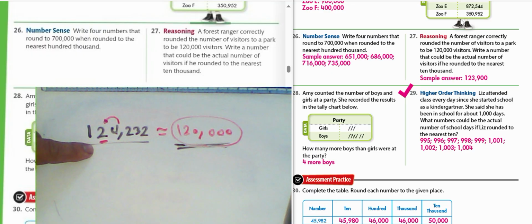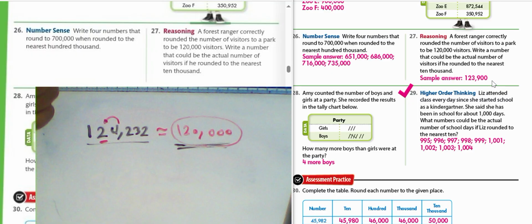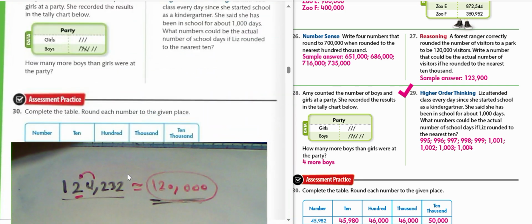Or you can write this answer here, 123,900. Any of these numbers approximated to the nearest 10,000 gives you 120,000. You can write it. And now question number 28. Look at question number 28 here.